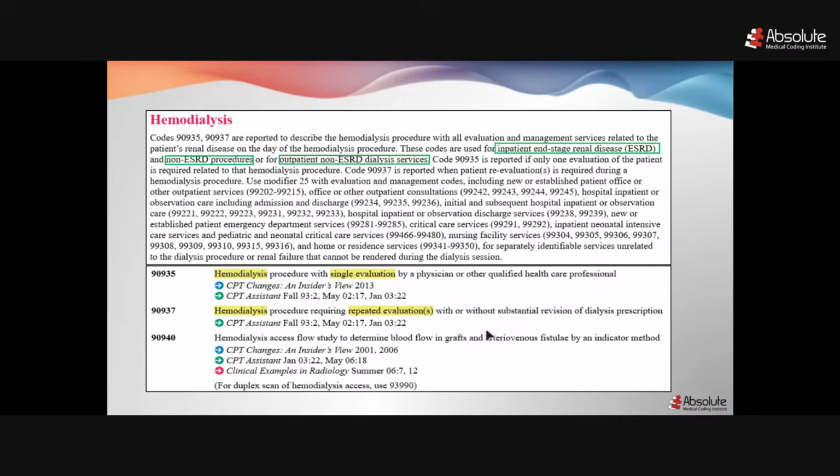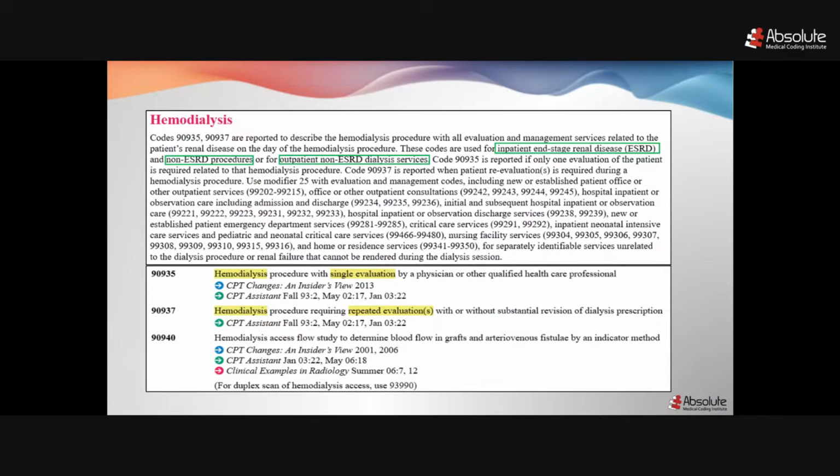And next we have 90937. This is for hemodialysis procedure requiring repeated evaluation. So that is the main difference between these two codes. 90935 is for single evaluation and 90937 is for repeated evaluation. We also have 90940 that is used for hemodialysis access flow study used to determine blood flow in grafts or arteriovenous fistula by indicator method. So this is important for checking whether the access is working properly.